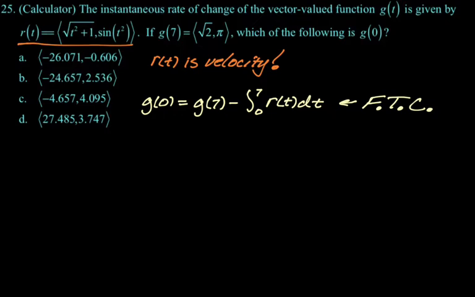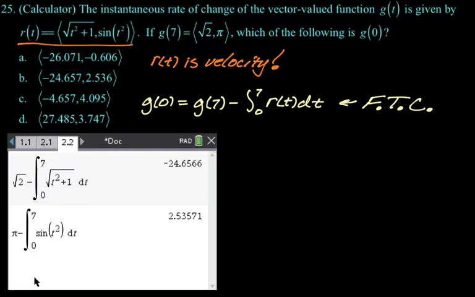In this case, it's a calculator question, so you can do it however you want. Here's one option. To find the x-coordinate, I do radical 2 minus the integral from 0 to 7 of dx dt, so square root of t squared plus 1. I get negative 24 point whatever. The y-coordinate is going to be pi, which is what you start at, minus the integral from 0 to 7 of sine of t squared, so I get 2.5.